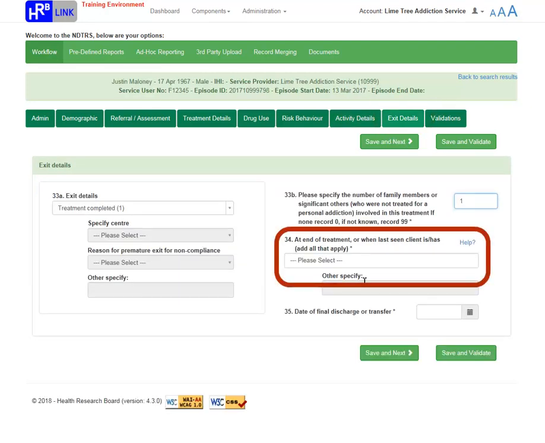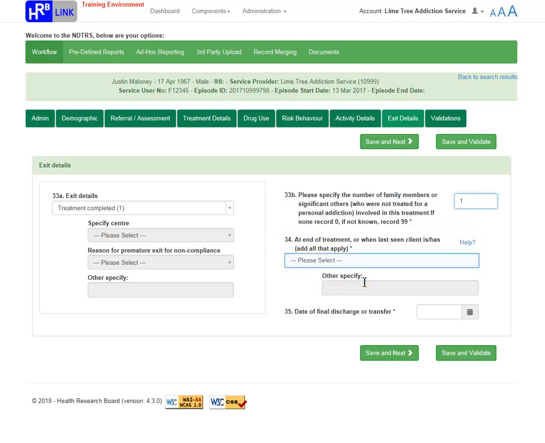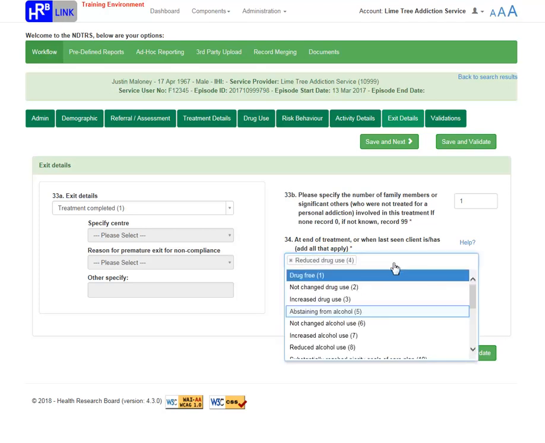Question 34. At end of treatment or when last seen client is or has. The exit details section has been significantly changed. It now aims to capture more meaningful information on the condition, outcomes and progress of clients when they leave the service.